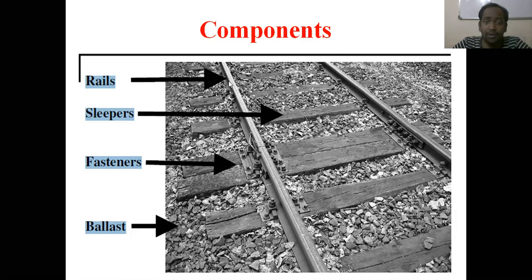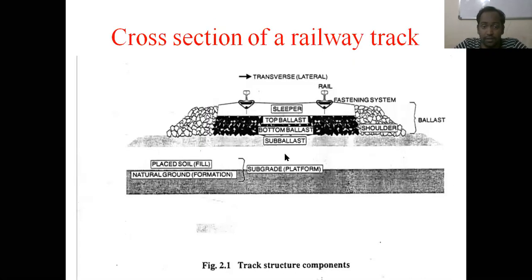Above all, the components are placed at the same distance, with a particular gauge distance. The topmost components of a railway track are called rails, and rails are in contact with the wheels of a train. So these are the components of a railway track or permanent way. This is the structure of the components you can see here.